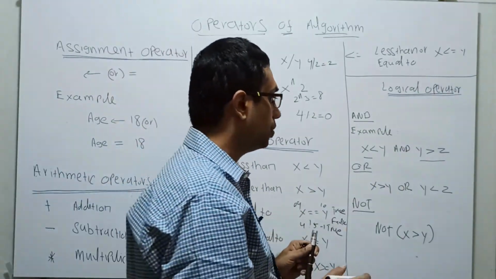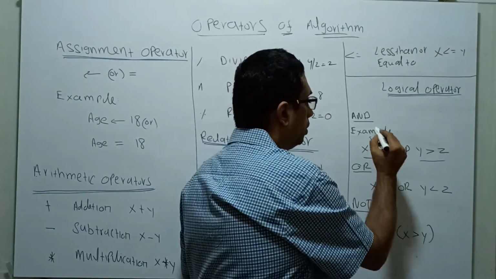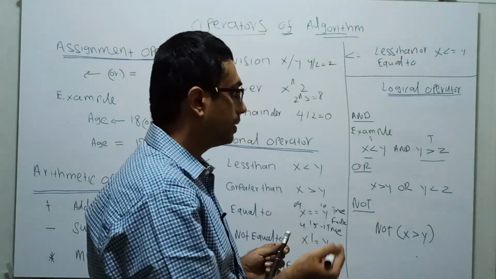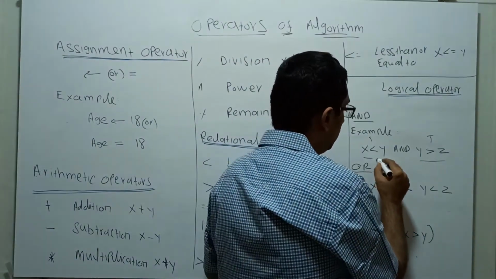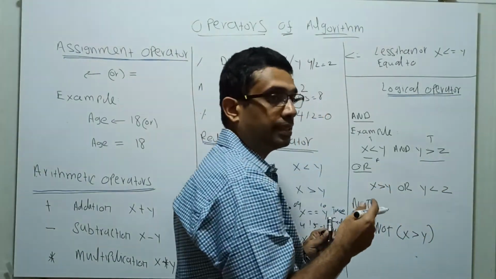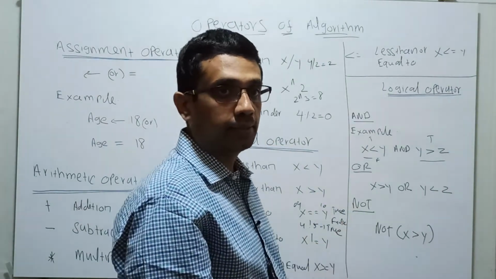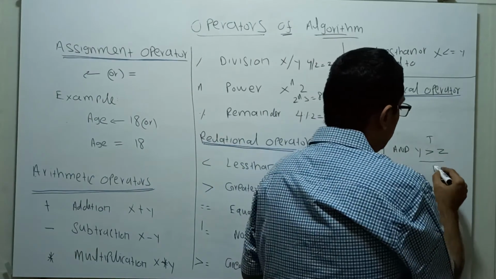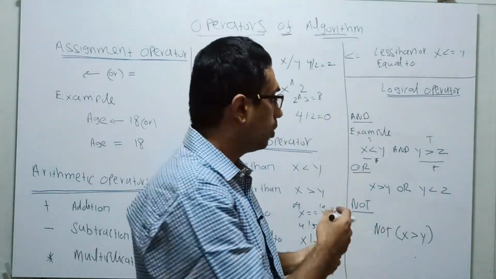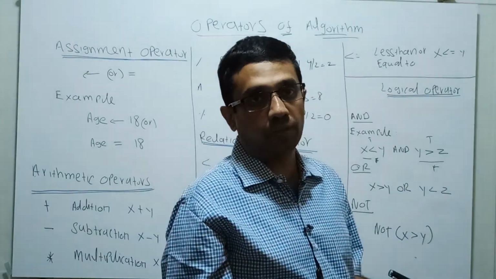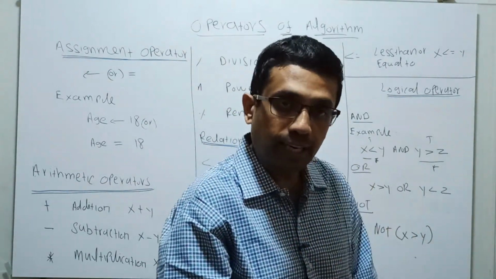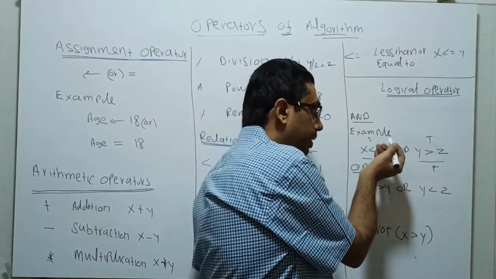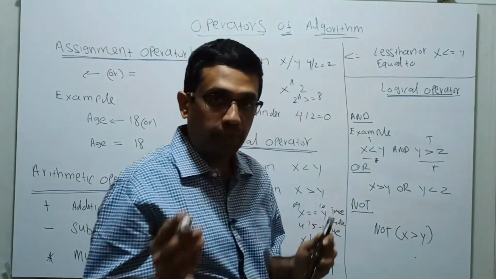That is the AND operation. So if x less than y is true and y less than z is true, it will return true. For example, if x less than y is false and y greater than z is true, it will return false. If x less than y is true and y greater than z is false, it will return false. If both conditions are false, it will return false. The AND operator returns true only if the relational expressions on both the left and right side are true.